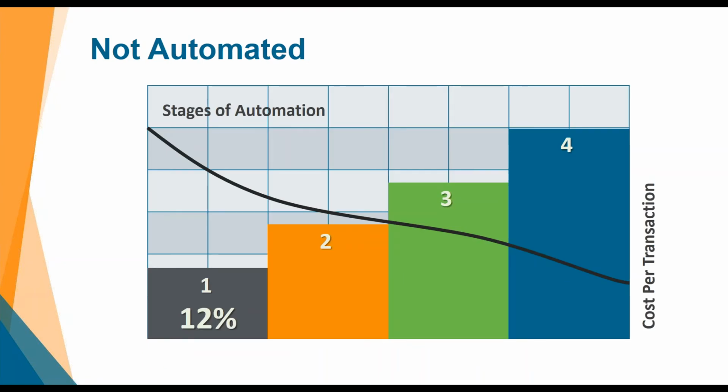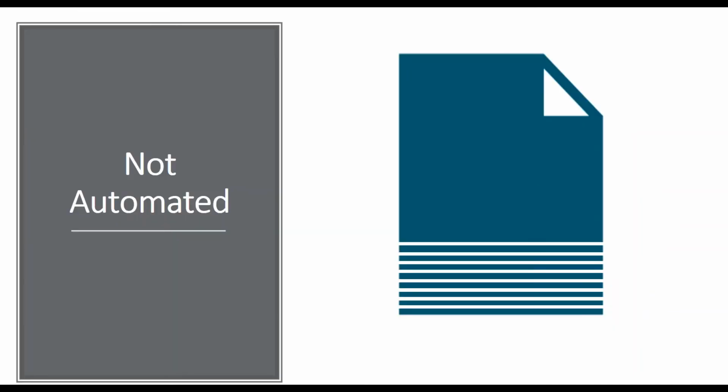So the first stage of automation that Emma just talked about is having no automation at all, okay? So 12% of the respondents indicated that they have no automation throughout their AP department. So what does this look like?